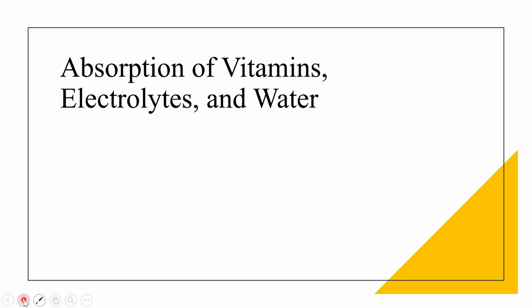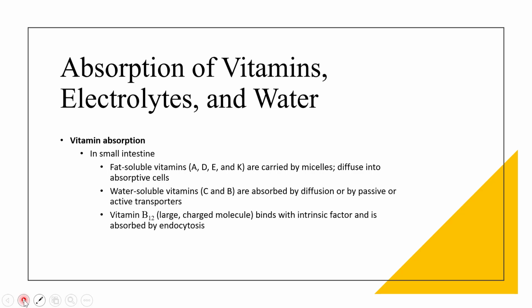So we're winding down and getting into the absorption of vitamins and electrolytes and water. So vitamin absorption happens in the small intestine. Your fat-soluble vitamins, such as your A, D, E, and K, are carried by micelles, and just like any other fat, they diffuse into absorptive cells. The water soluble ones, which will be your C and B, are absorbed by diffusion or by passive or active transporters.